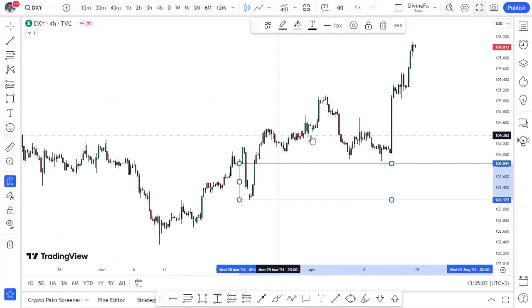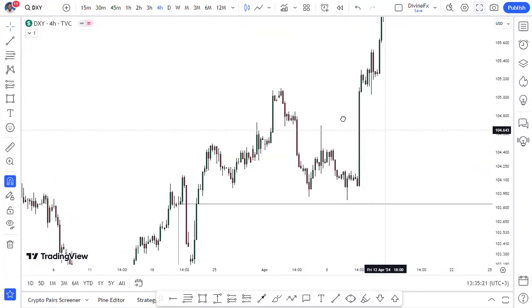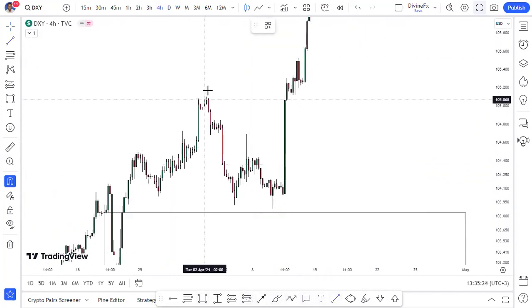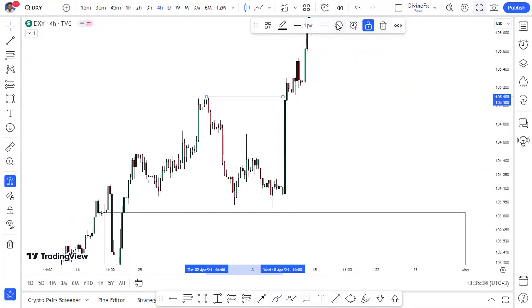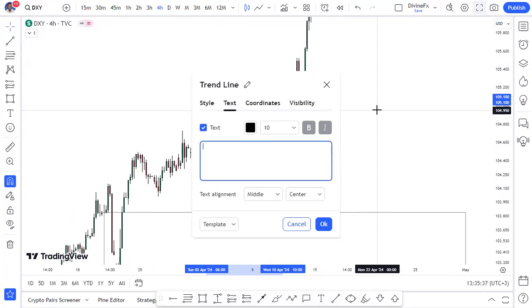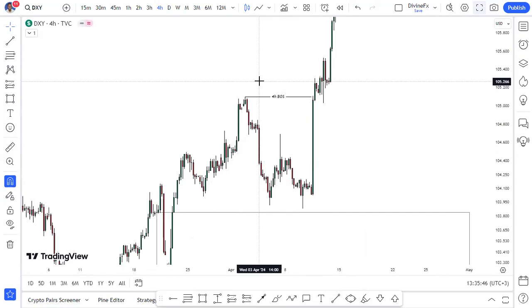So after price reached this point, remember before, in 4 hour, we had a higher low. Then we had this high, then we had this. This was a high, and this low was never violated. So we had a higher low, higher low, then a higher high. So this point over here is the 4 hour break of structure. This is just a 4 hour BOS, current interval only. This is the 4 hour break of structure.